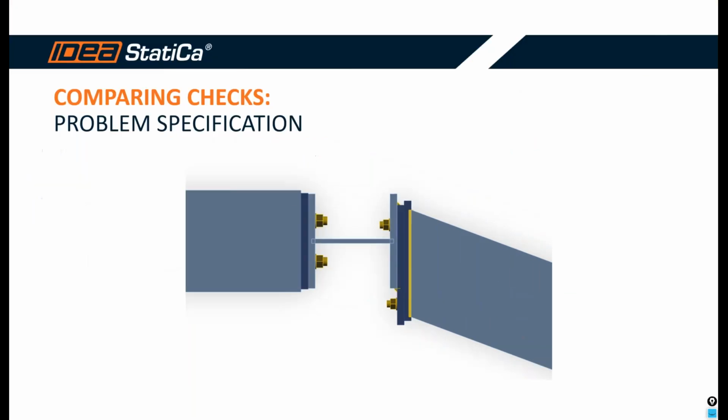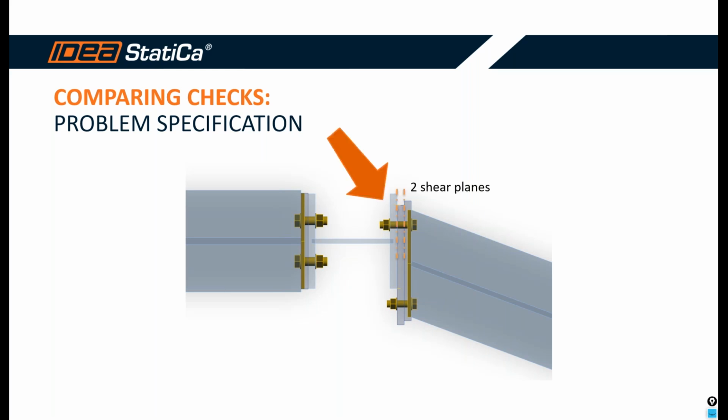And if we change this to a transparent view, you will find out that the top bolt has 2 shear planes resisting, while the bottom bolt has 1 shear plane resisting the actions.